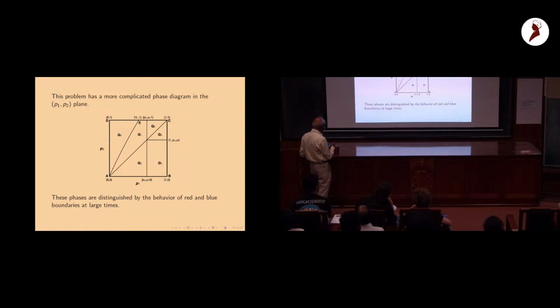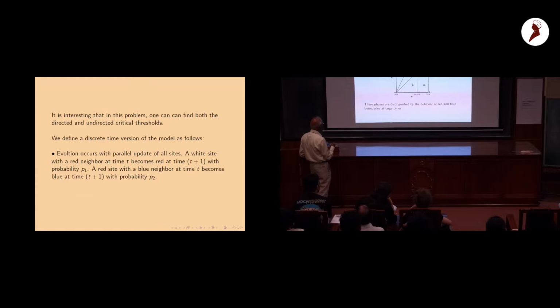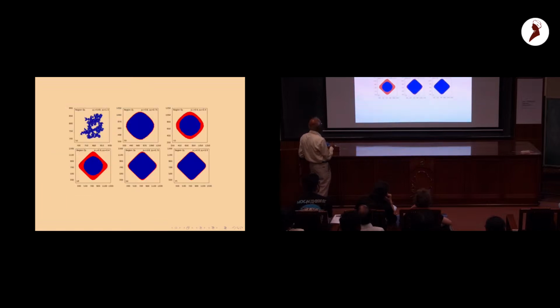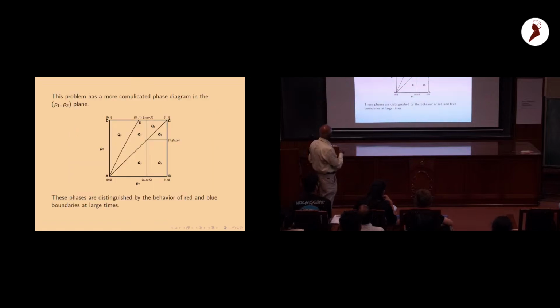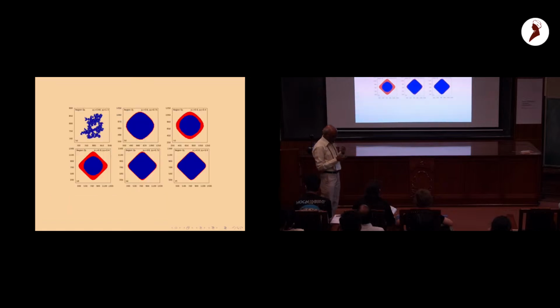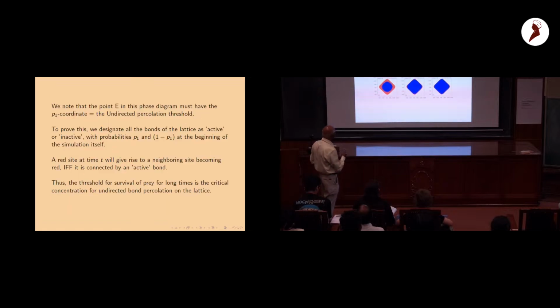Q0 is the phase where the clusters are like this, where the blues don't survive. So the boundary of Q0 is where the reds start surviving. E is the end point of this boundary as a function of P2, when P2 equals 1.